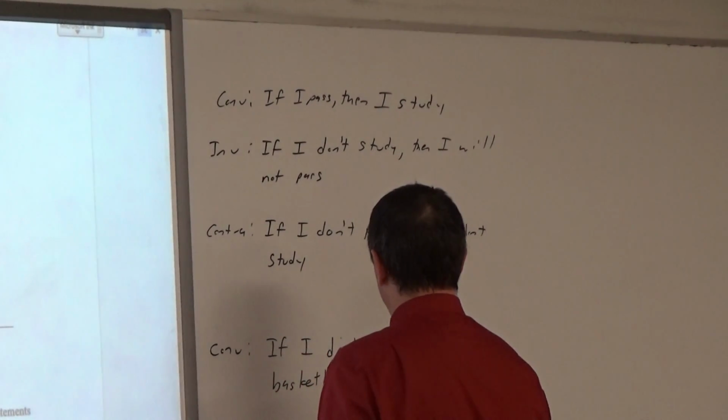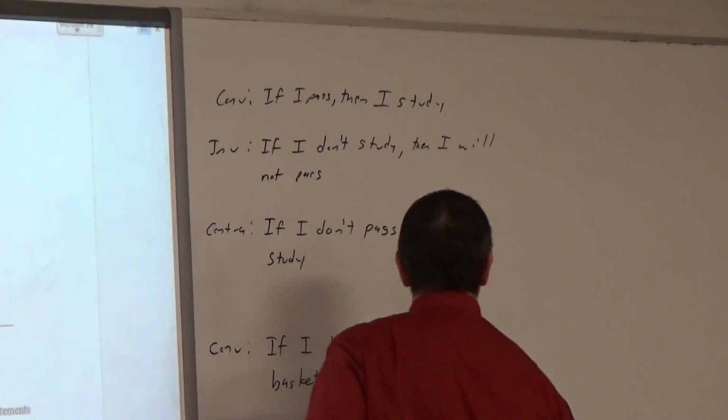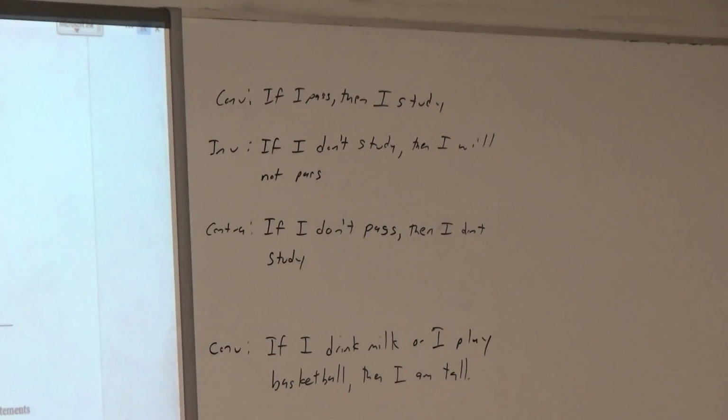Then I am tall. Okay. And generally, most students get that one correct. That's not too difficult. Unfortunately, what happens is when they go to take the negations and they try to do the converse, the contrapositive and the inverse, that's where students go wrong with this.